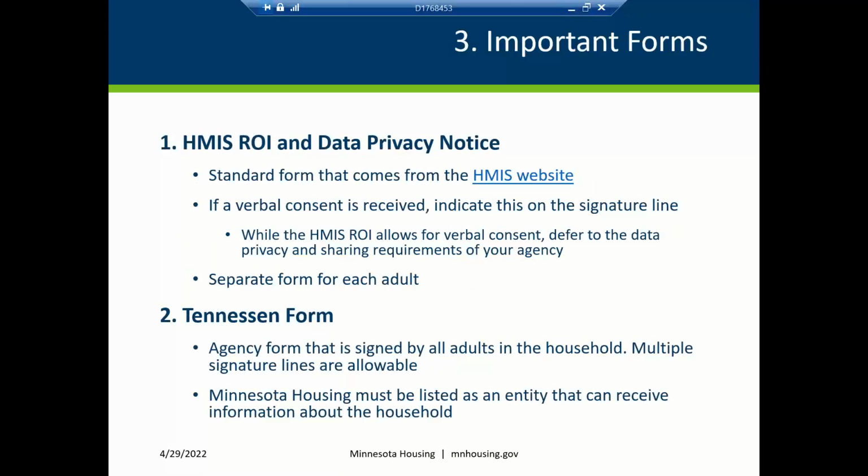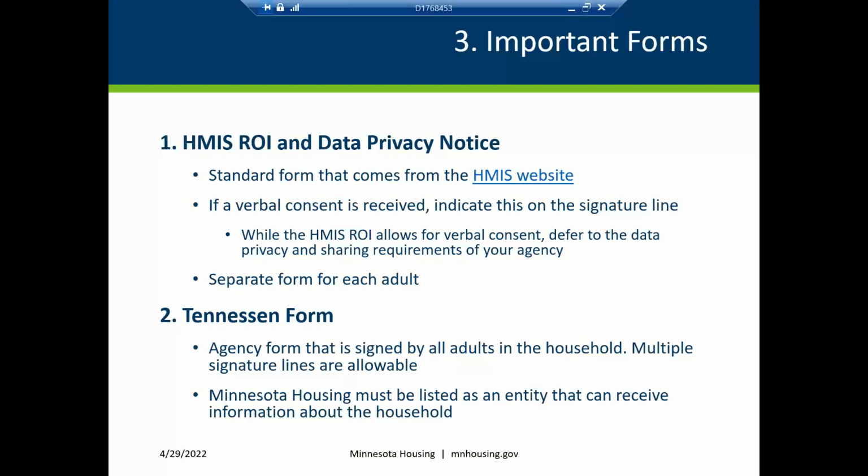Then there are some other important forms that we look at that are in the file, and one is the HMIS Release of Information and Data Privacy Notice. That form is available on HMIS's website, and there's supposed to be a separate form for each adult. Because they're releasing information to be included in a system that can be accessed by other providers and potentially by our agency, for example, we really need to make sure that each household member who's an adult has signed off on a form. That's why we expect that we'll see a form for each adult in the household.